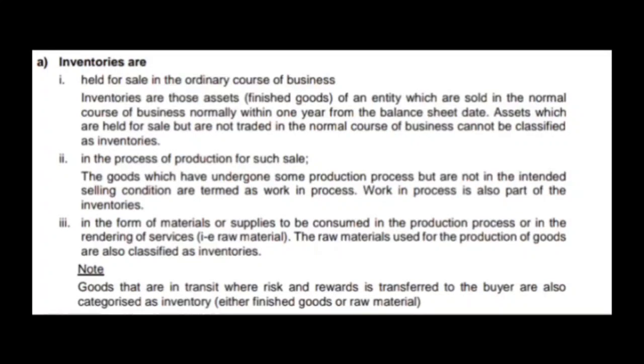Then number three, in the form of material or supplies to be consumed in the production process or in the rendering of services. The raw material used for the production of goods is also classified as inventory. So all these are inventories: the raw material which is to be produced as a final good, the material which is in the process of production, and the finished goods, the material which has been converted into final goods. These are inventories for the companies as well. So this is what inventories are in the view of accounting.